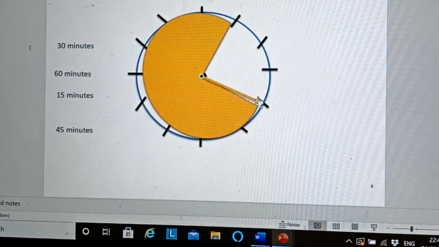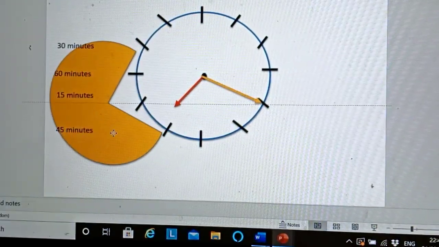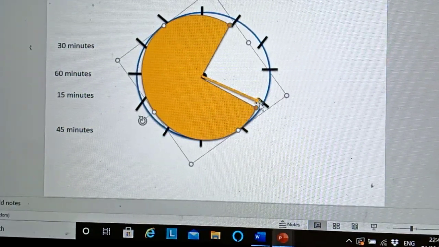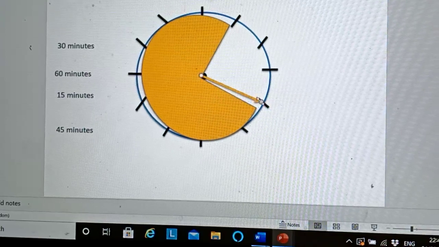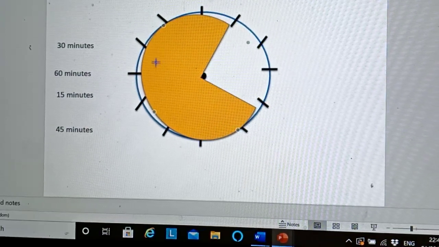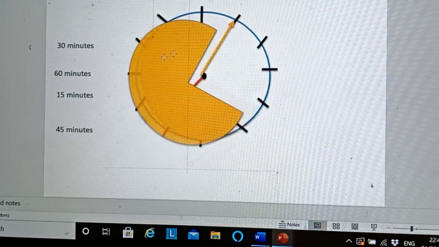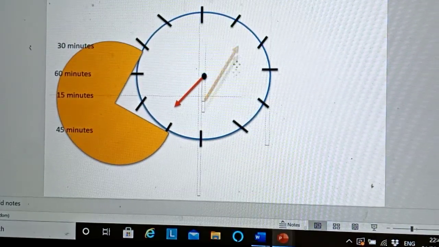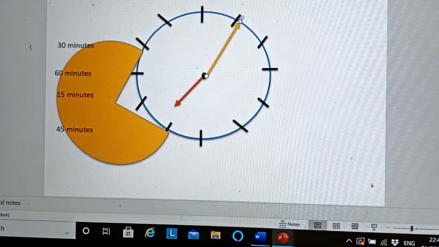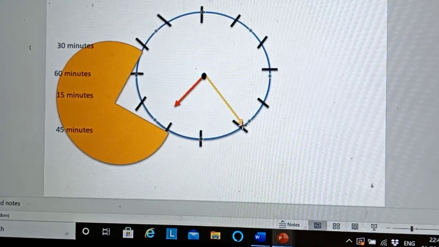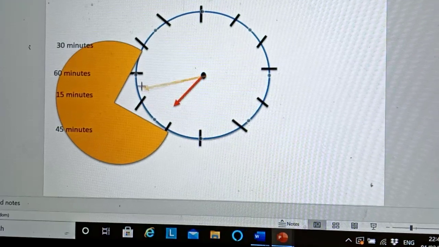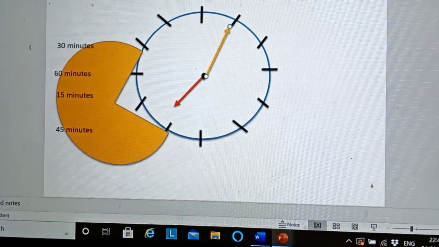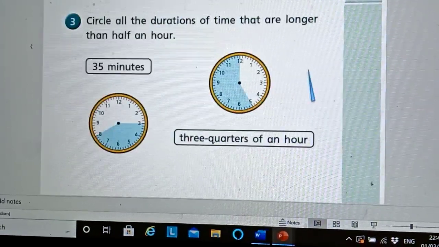This time, let's bring this to the front. If I started there and moved 45 minutes, my minute hand would go like this, and it would end there. Okay? So these next questions are asking you, if the minute hand starts there and moves 45 minutes and ends there, how much time has passed. Right, check out these questions.